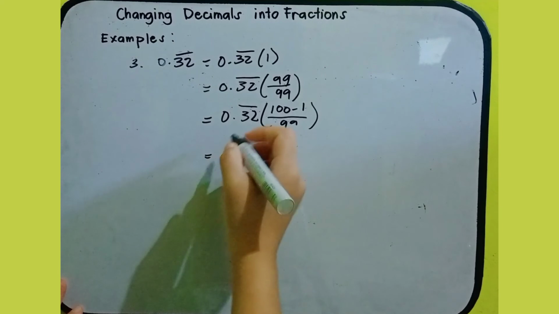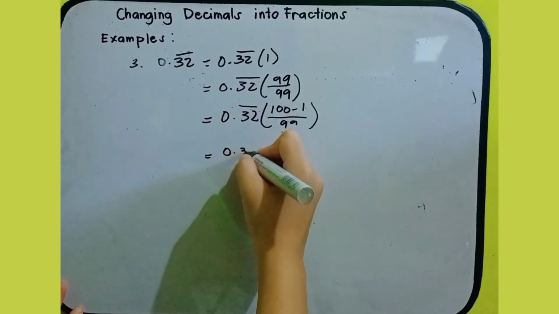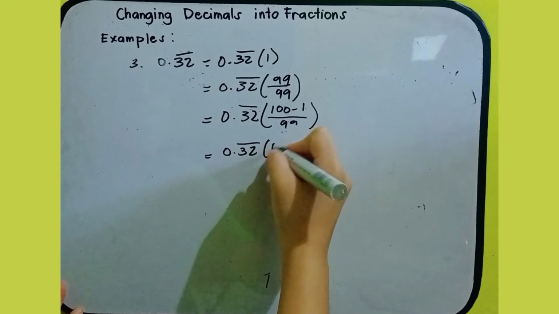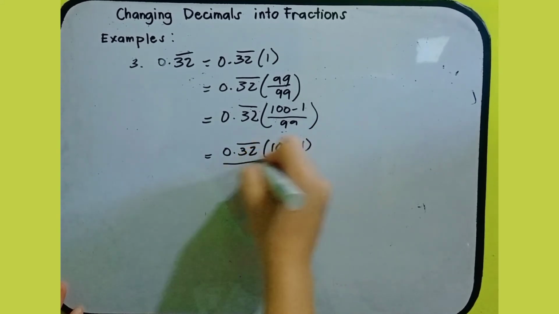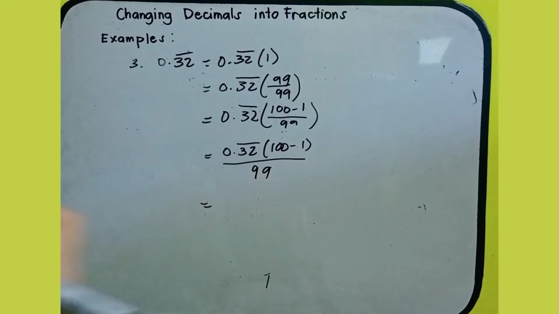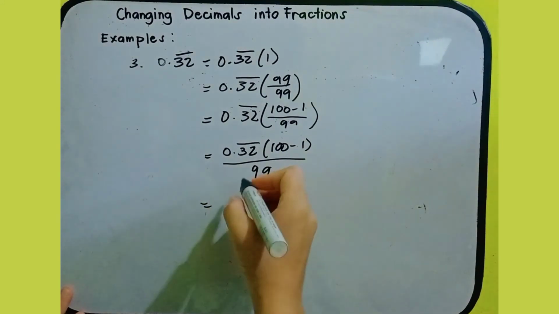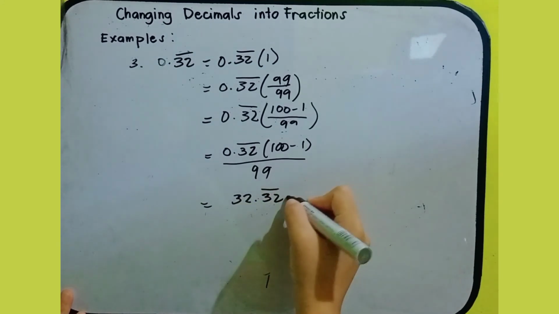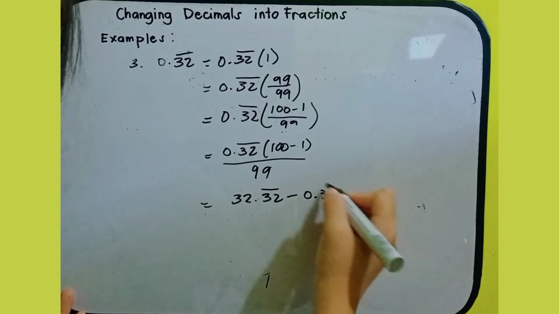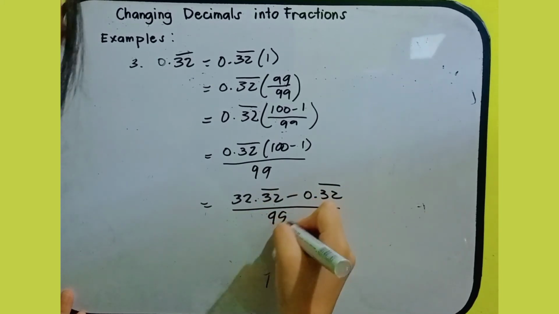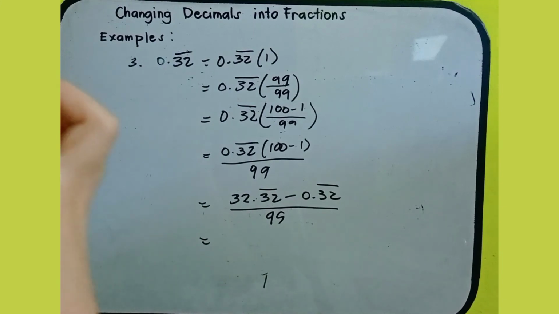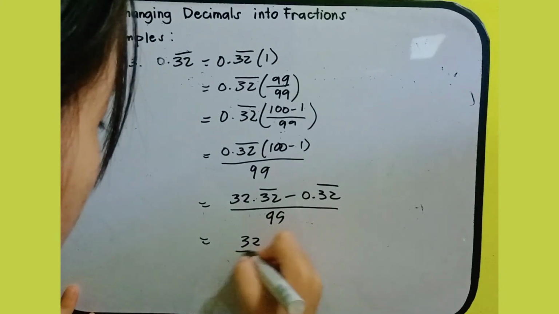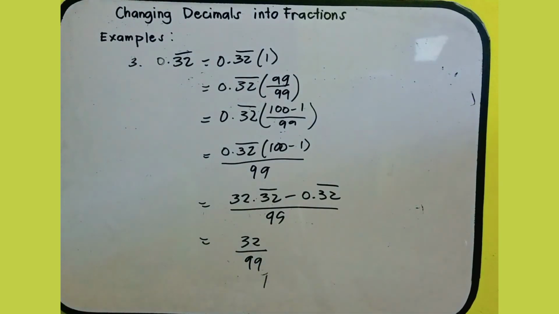And again, by the distributive property, we will have 32.32 bar minus 0.32 bar over 99. So we get 32 over 99. And that's how we change decimals into fractions.